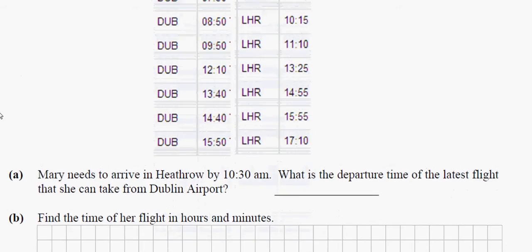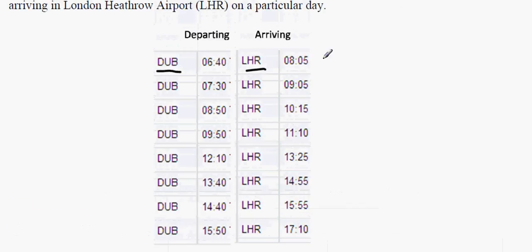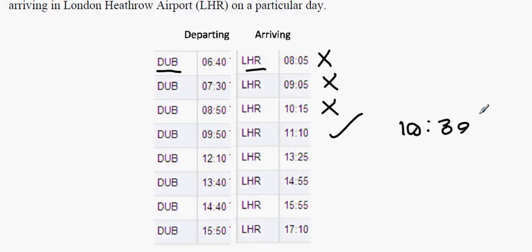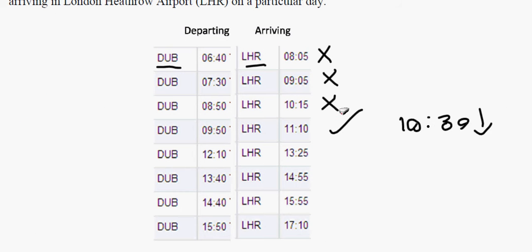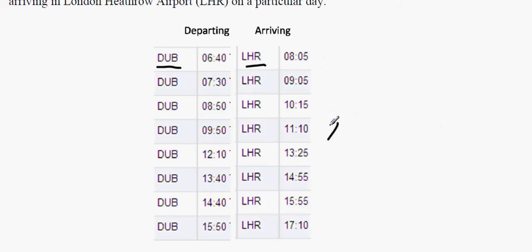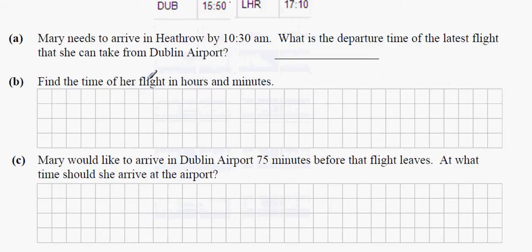Look at their arrival times. Too early, too early, too early. This one's after 10:30. Is it before or after 10:30? She has to arrive by 10:30. So because she has to arrive by 10:30, this one's too late, but this one's just right, just 15 minutes before 10:30. So the answer would be you're leaving Dublin at 10 to 9. Okay, so 10 to 9, 8:50.